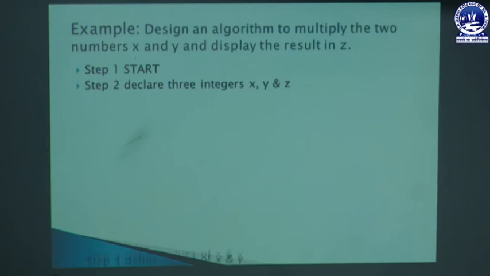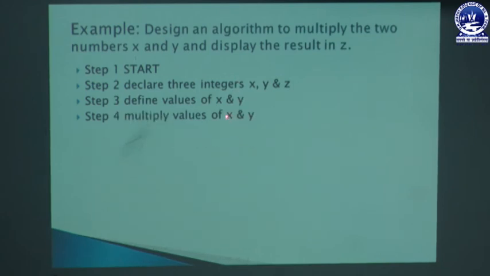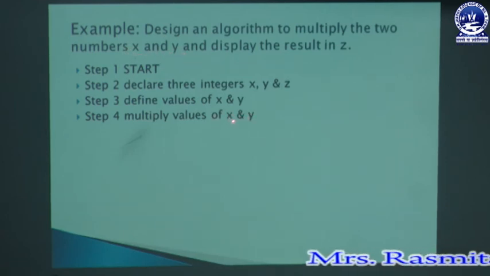Then comes the third step. In the third step, define the value for x and y, and in this step we can also write input x and y. When the user inputs the values for x and y, these values are stored in the variables x and y respectively. Then comes the fourth step, that is multiply the value of x and y. According to our requirement, we have to multiply the 2 numbers x and y.